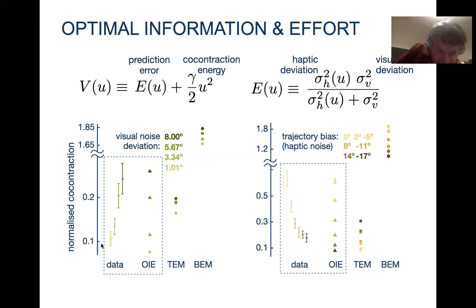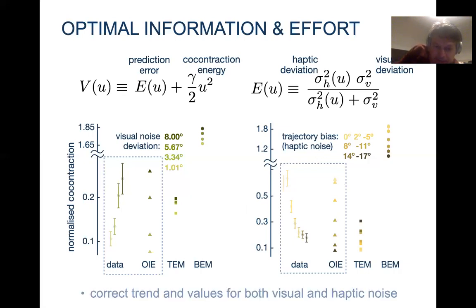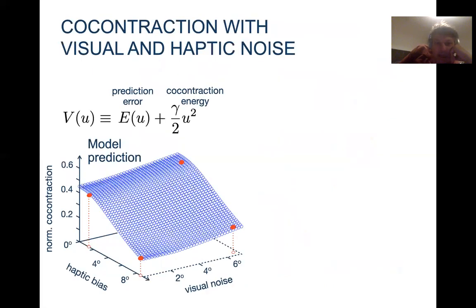And what are the predictions? We see that the predictions are actually quite good. We get values very close to the data, with increasing coactivation with visual noise and decreasing coactivation with trajectory bias. Okay, perfect. Now, we use this model to try to predict what is happening when you have both visual and haptic noise. And so you have this blue surface that is a prediction.